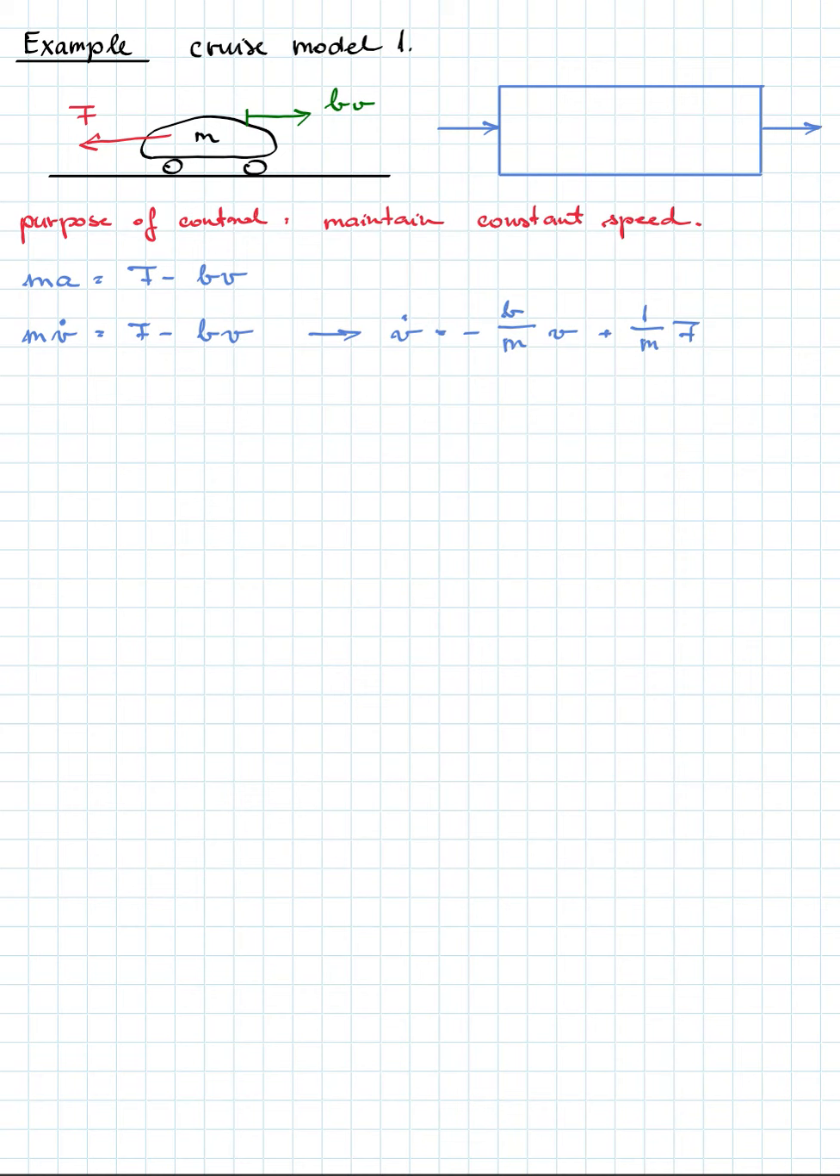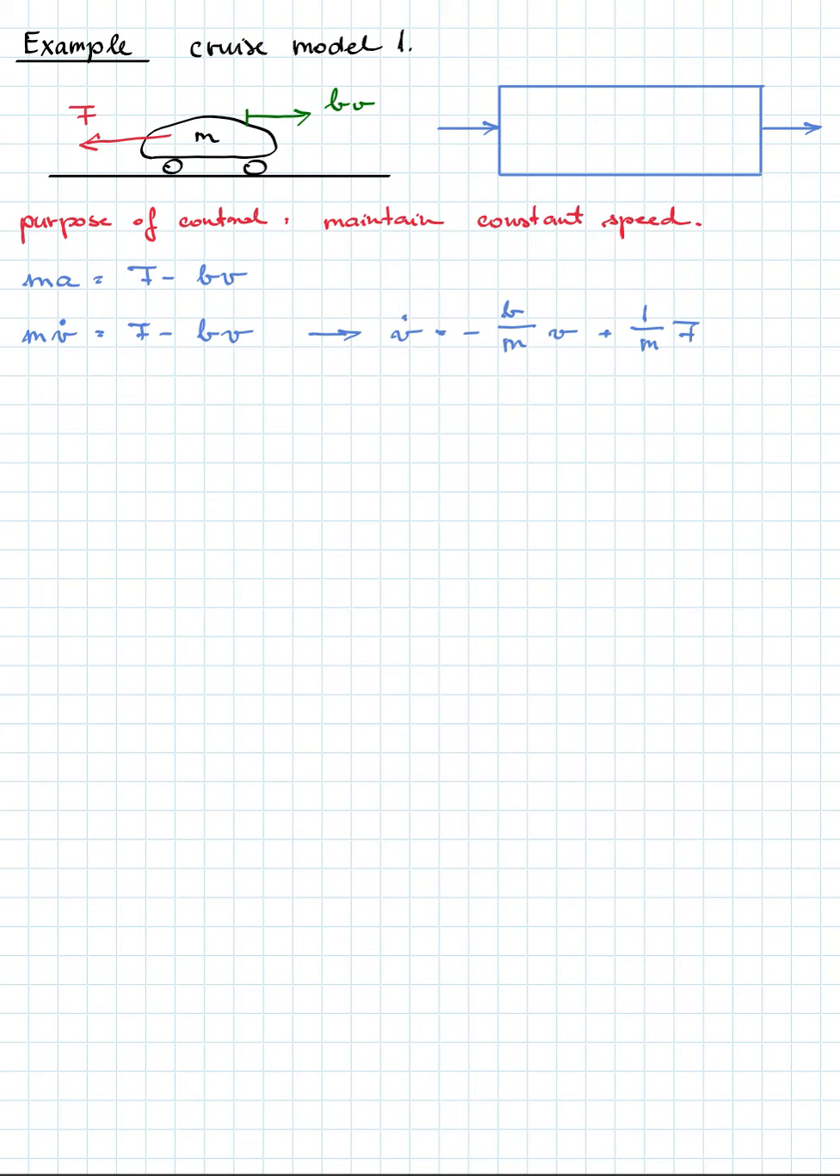This equation is called an ordinary differential equation. It is a differential equation because we have got a time derivative in the equation, and ordinary because v is only depending on the time. So it's not a partial differential equation. So this is an ODE, and this kind of model we usually need for controller design.